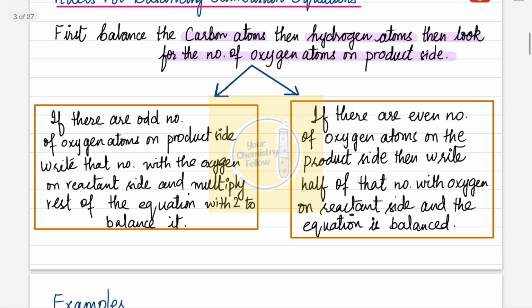There are two cases. If there is an odd number of oxygen atoms on the product side, write that odd number with the oxygen molecule on the reactant side and multiply the rest of the equation by 2 in order to balance it. In the second case, if there is an even number of oxygen atoms on the product side, then write half of that even number with the oxygen molecule on the reactant side and the equation will be balanced. Now let's do some examples in order to understand this concept.